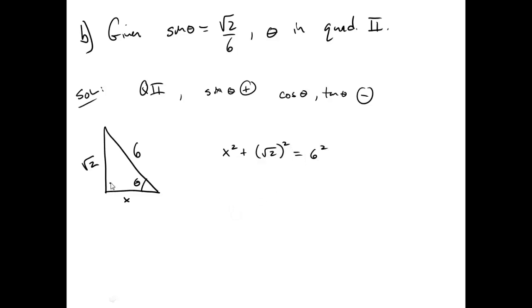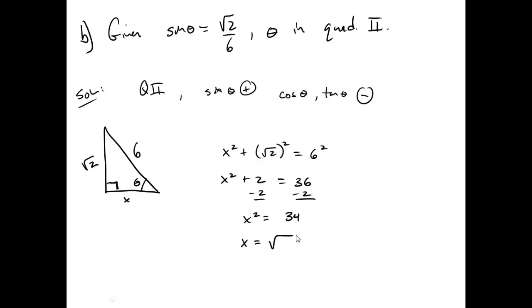Alright, so remember this is a right triangle here. So the side opposite the right angle is the hypotenuse. It's got to be by itself. So x squared plus the square root of 2 squared, which is just 2, equals 6 squared, which is 36. And solving this, we're going to subtract 2 from each side. Subtract 2. We get x squared equals 34.